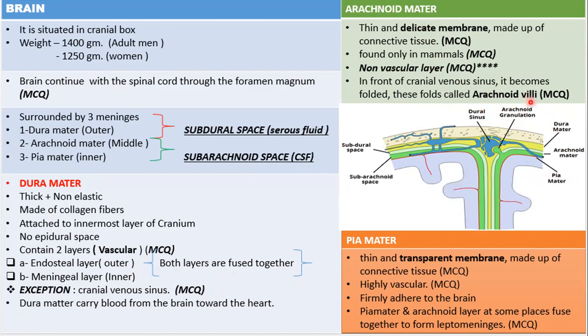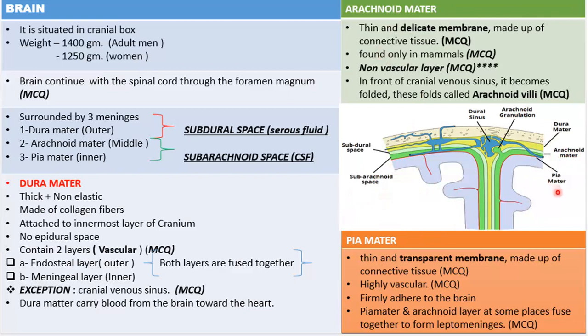The function of these villi is to reabsorb CSF from the subarachnoid space, and after reabsorbing it, they directly pour it into the cranial venous sinus. So this much only we need to learn in this part. Here is our dural sinus that we have seen. Here is our dura mater, that is our outermost layer. We have seen the arachnoid mater.